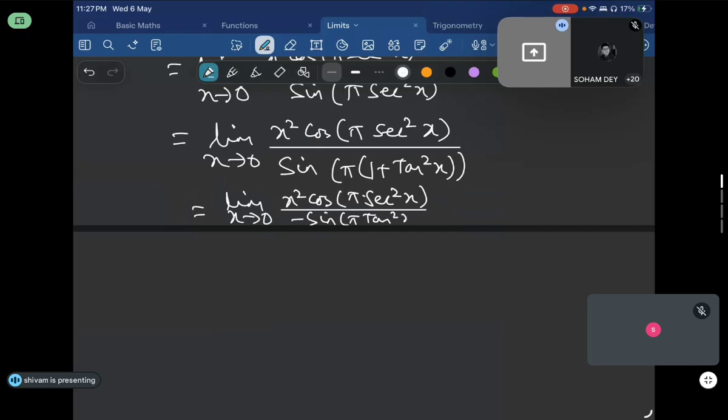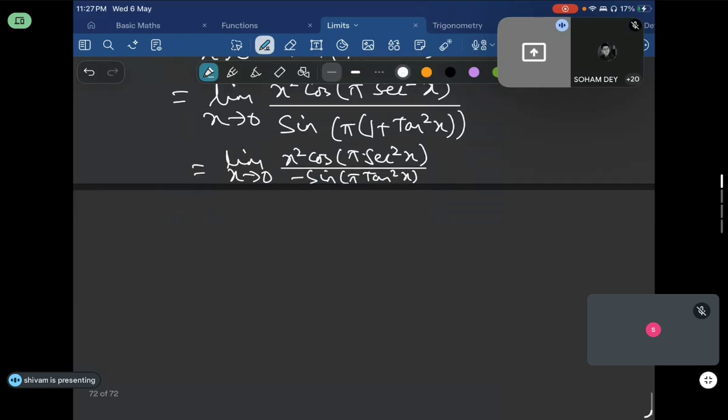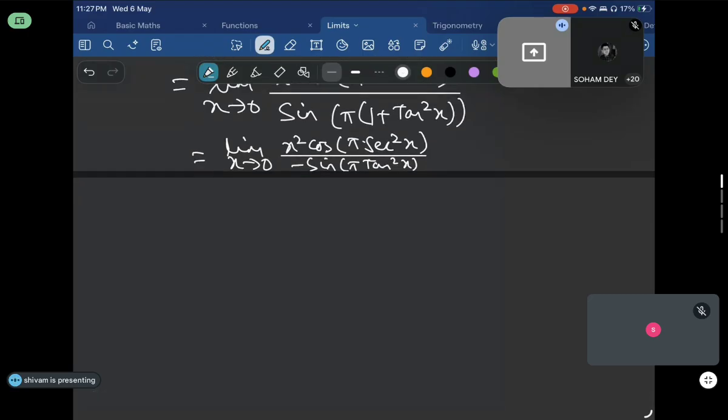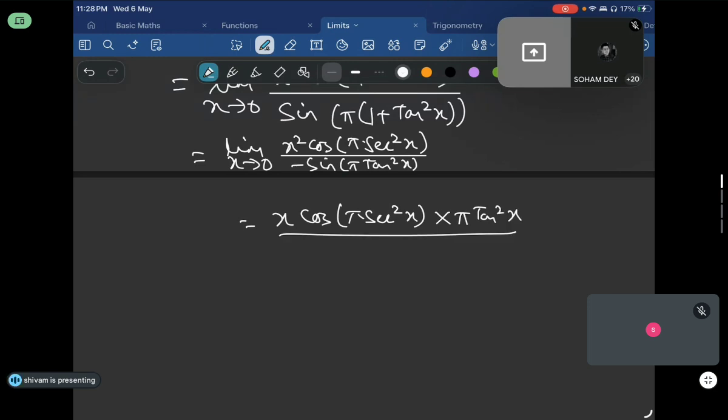Now let us see whether the argument is tending to 0 or not. When you substitute 0, the argument is tending to 0. Okay, now let us convert everything into standard form. So this will become x square into cos of pi sec square x multiplied by pi tan square x, divided by minus sine pi tan square x. Since you have multiplied by pi tan square x, you need to divide by pi tan square x.